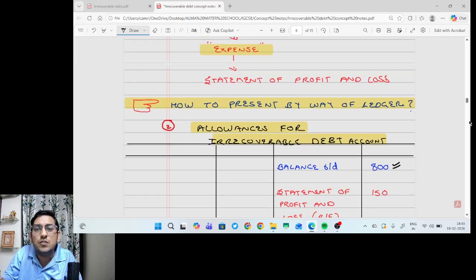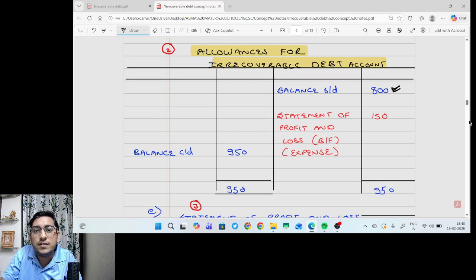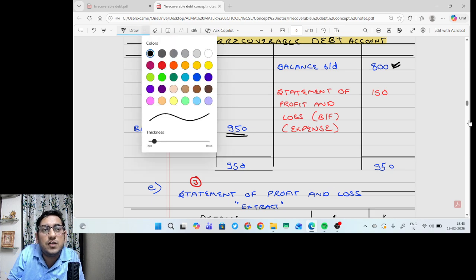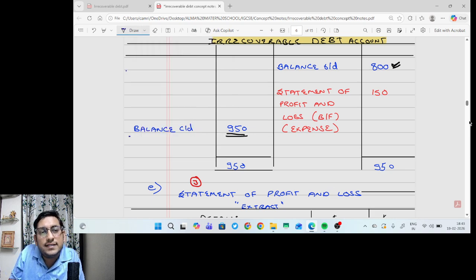When we are talking about allowances for irrecoverable debt, 800 is already given, but we have to calculate the closing allowances. Now this is important, students. How to calculate closing allowances? So closing allowances, write down the formula. It is always trade receivable, the closing balance of trade receivable, minus further irrecoverable debt. Further irrecoverable debt. This is important. And then apply the percentage given.